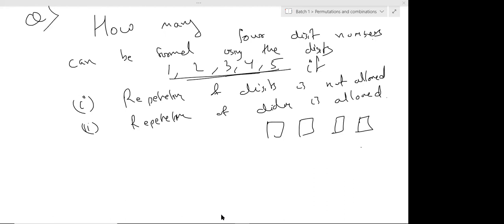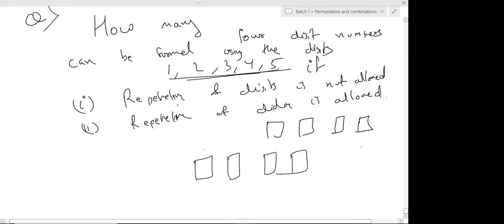Yes, let's look at the answer. We need 4-digit numbers. So 4 boxes, right? The first box can be filled in 5 ways. This is the first part, right? Repetition of digits is not allowed. So first box can be filled in 5 ways, second box in 4 ways, third in 3 ways, then 2 ways. You can find the answer.